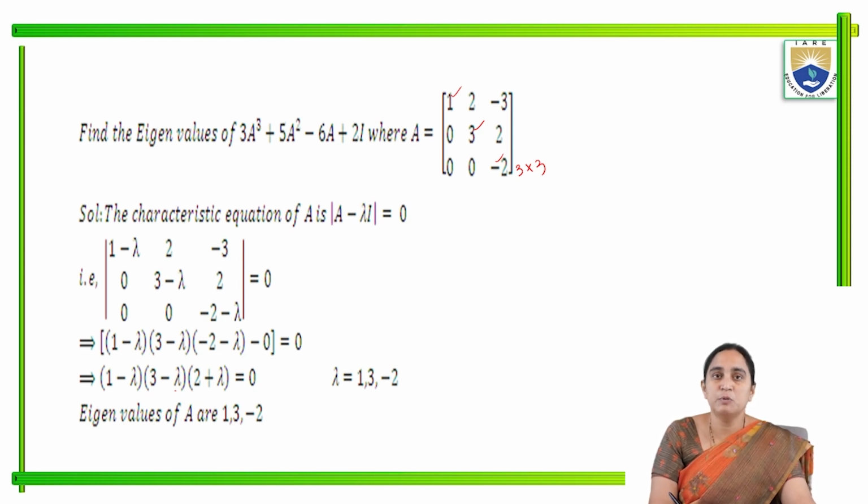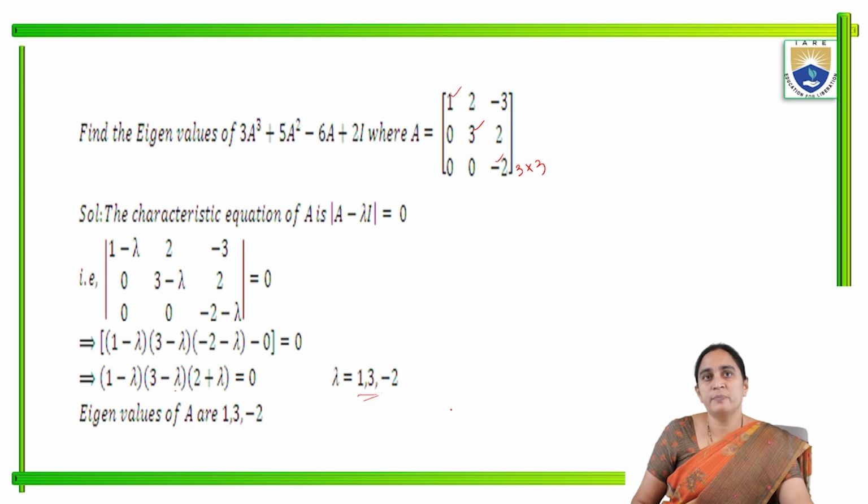If you don't remember that property, we can find it from the formula determinant of A minus lambda I equal to 0. After simplifying also we get the same values, that is 1, 3, minus 2. Observe that from the formula also we get the diagonal elements. If it is an upper triangular or lower triangular matrix, the diagonal elements are the eigenvalues of the given matrix. Now we have the eigenvalues of A.